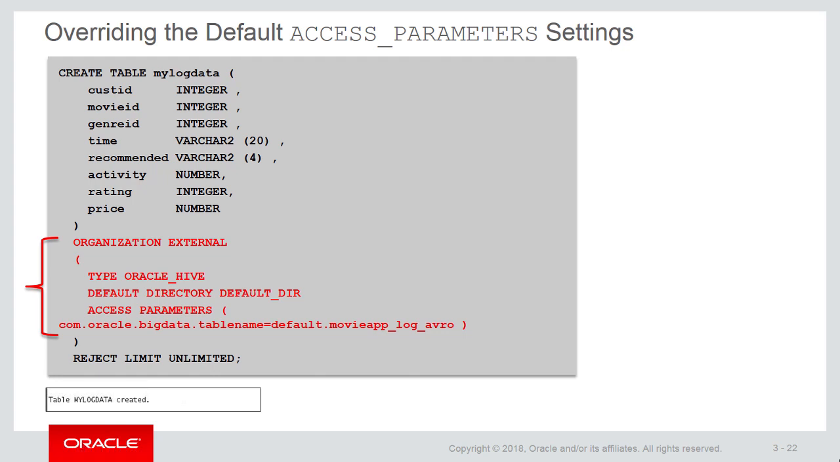Earlier, you learned how to override the default behavior of the Oracle HDFS Access Driver. You can also override the default behavior of the Oracle Hive Access Driver by setting properties in the Access Parameters clause of the external table definition. The example expands upon the Create Table Organization External statement shown in the previous slide. In this example, the Oracle external table name, mylogdata, does not match the Hive table name. Therefore, an access parameter was specified that references the movie app log avro Hive table in the default Hive database.